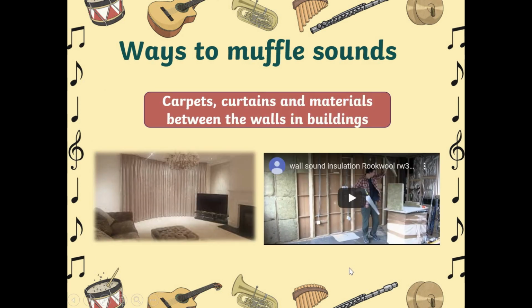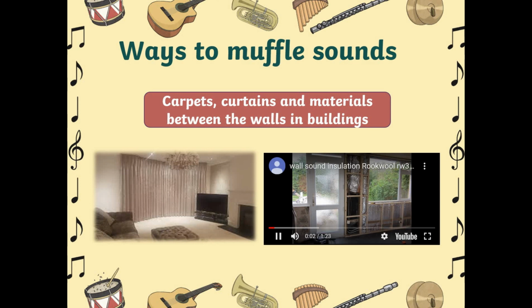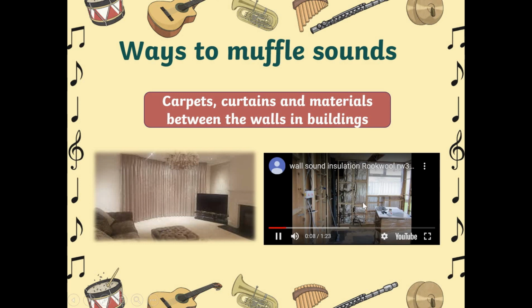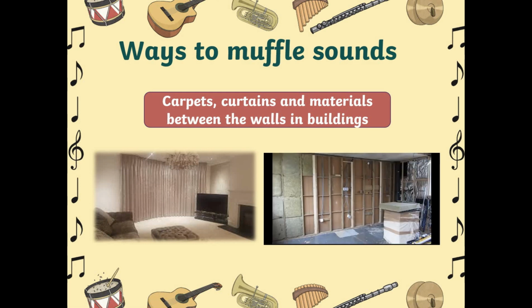In buildings, we also have carpets and curtains to muffle the sounds. Because they are soft materials, they muffle the sounds really well. We also have materials between the walls in the building. So between our walls, we have materials that can muffle the sounds. Here we can see the stuff we put between the walls. They are a kind of plastic, and this is a wood-type material they are using inside the walls to muffle the sounds.